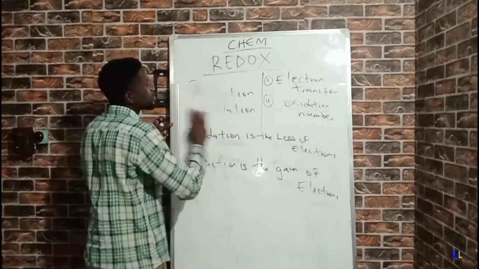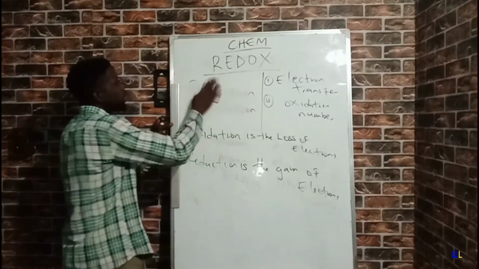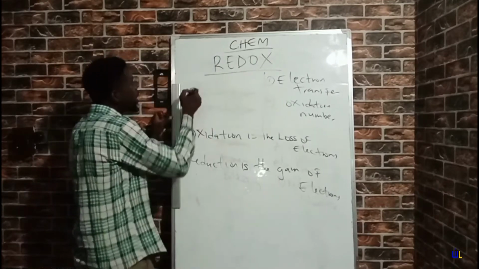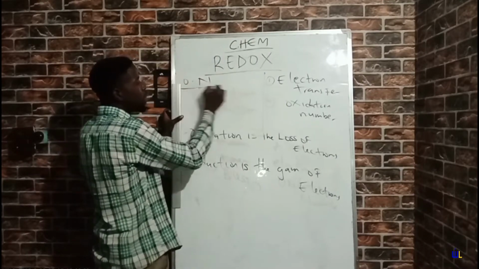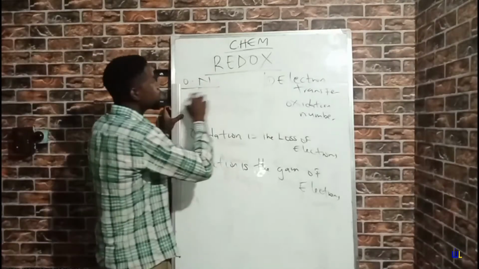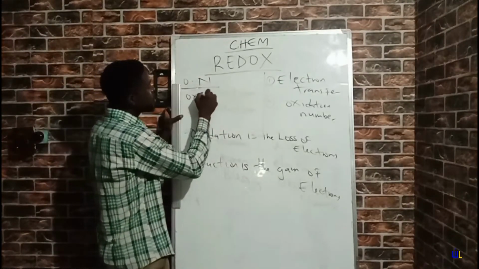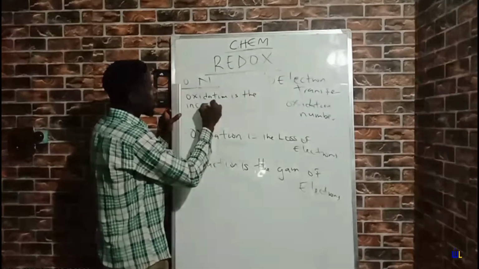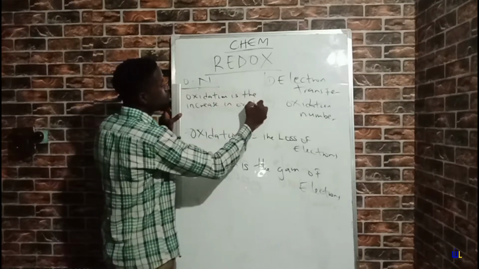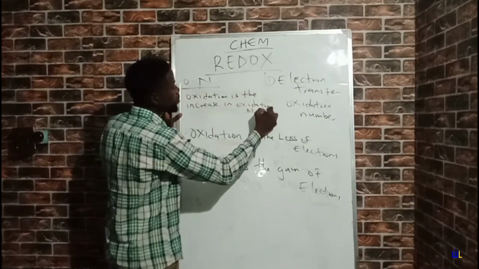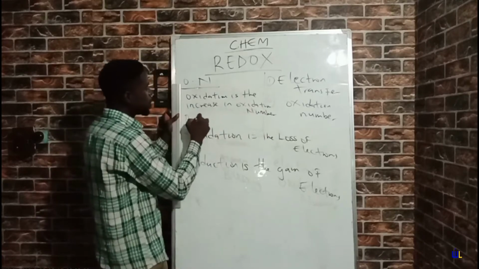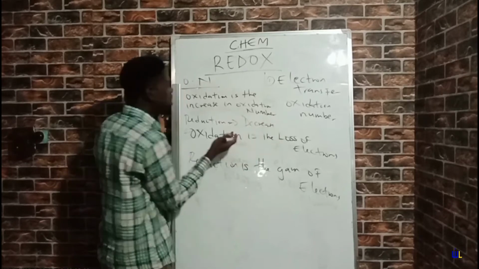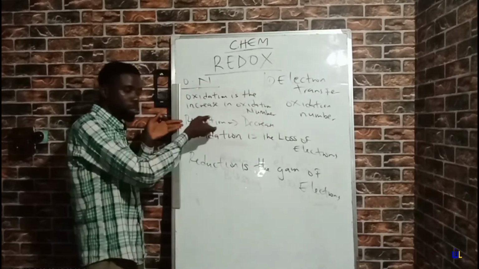So when you have oxidation as a loss of electrons, it means that with respect to oxidation number, that's my abbreviation for that, ON, oxidation is the increase in oxidation number, which makes reduction the decrease. Okay, so in this case, you see that reduction, decrease, it actually coincides here.